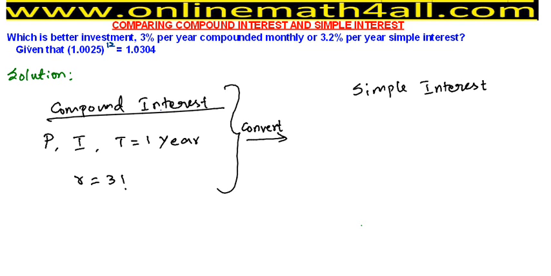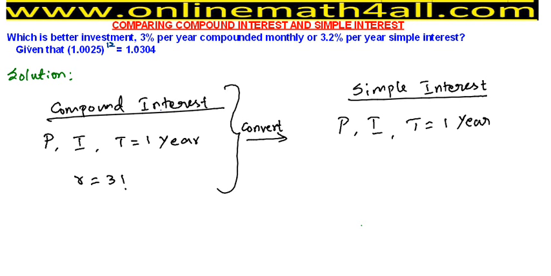Whenever we convert compound interest into simple interest, whatever principal we have in compound interest, the same has to be taken in simple interest. And whatever interest is earned in compound interest, again the same is to be taken in simple interest. Whatever time duration we have in compound interest, the same is to be considered in simple interest. So t is equal to 1 year.